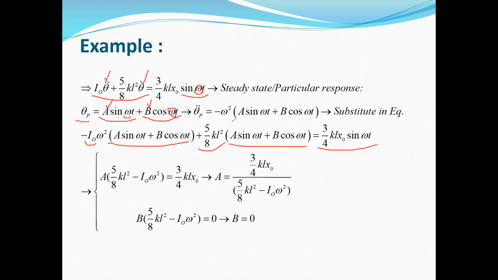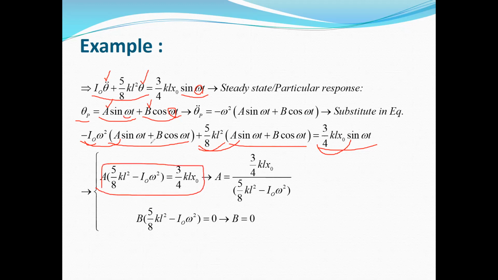The sine terms on the left hand side, we will have minus I_O omega squared times A, and also we have the equivalent stiffness 5 over 8 K L squared times A. It must be equal to the coefficient of sine, which is 3 over 4 K L x naught. So this is the first equation.